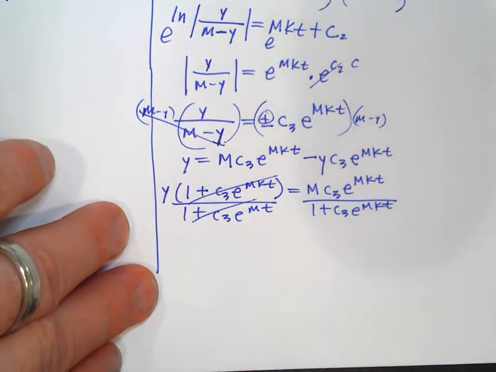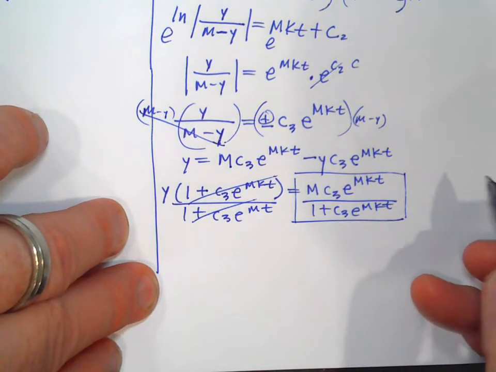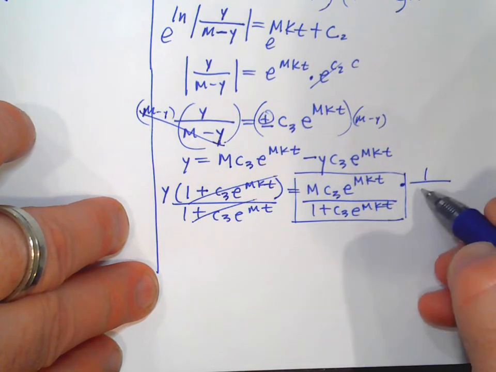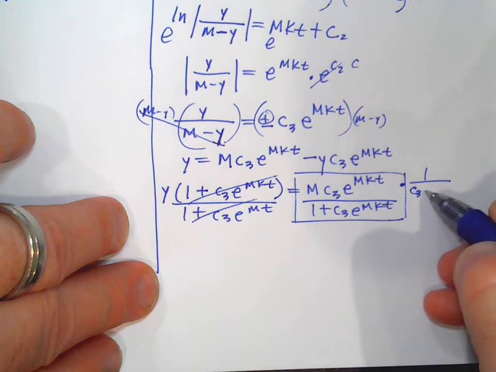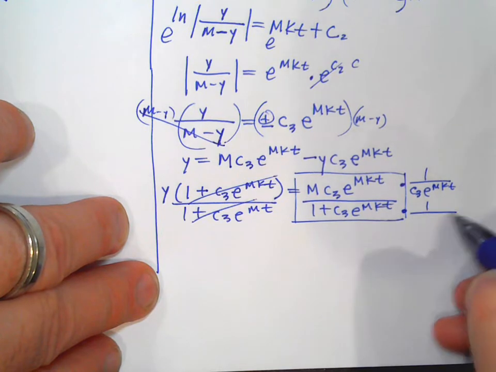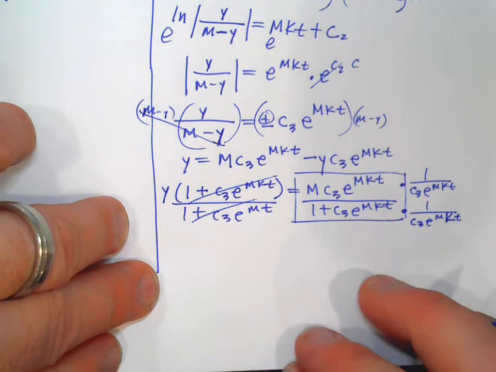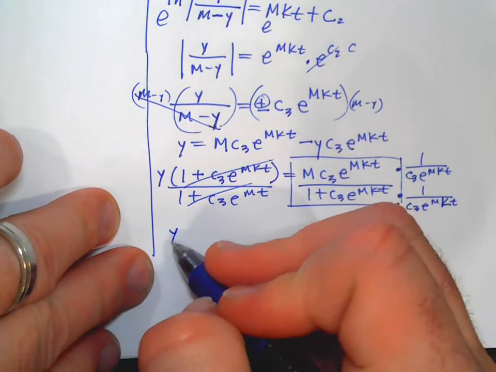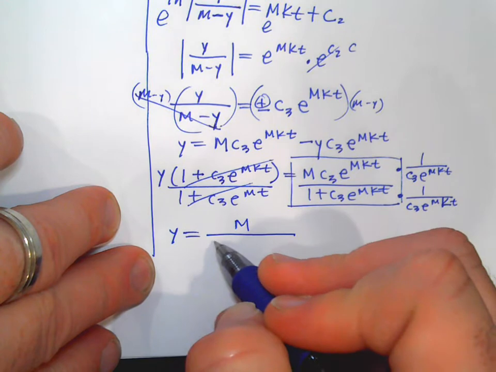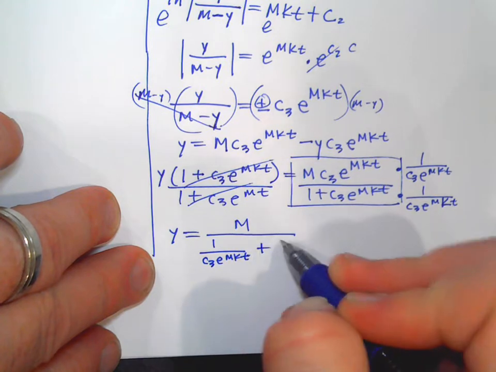And so, I mean, we could say this right here is the solution, but the way that it's usually presented is a little tweaked on this. So what I'm going to do is divide or multiply by the fraction c sub 3 e to the mkt, top and bottom. I'm allowed to do that as long as I do the same thing top and bottom. So we're just going to change this to the more common presentation of it. So on the top, you just get m. And on the bottom, you get 1 over c sub 3 e to the mkt plus 1.